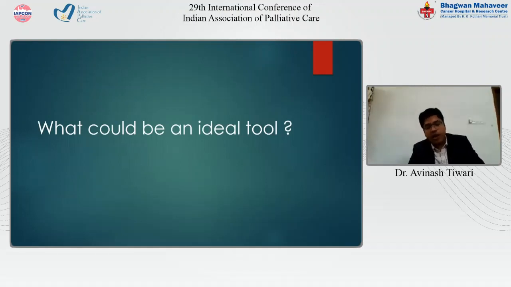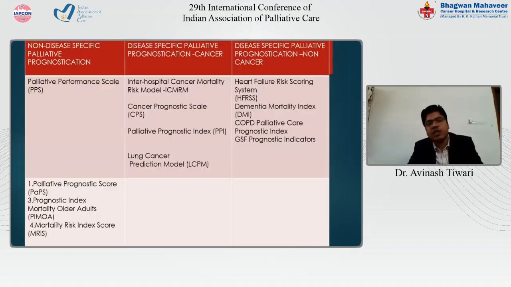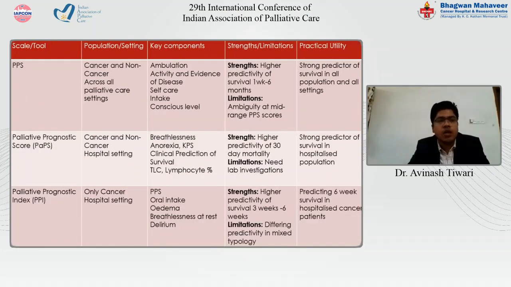So what could be an ideal tool, how accurate is accurate enough, and how good is good enough for us? There are two things: probability and predictability. Let me discuss very superficially the names of some tools. One is non-disease specific, some are disease specific, and certain are disease specific but not related to cancer. These are the tools we do use in our day-to-day practice, and most importantly we use PPS, CPS, PPI, and PaP score, that is Palliative Prognostic Score. Now PiPS is also showing its data, but it is based on various laboratory parameters, so in the Indian context especially, I would say it is impractical to implement. Every tool has its strengths and limitations. No tool is best, no tool is worst.